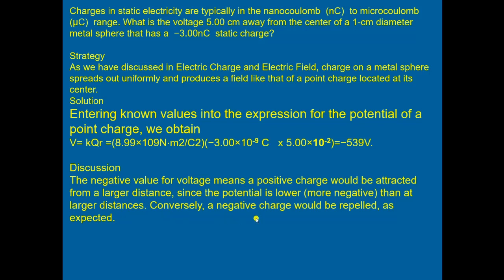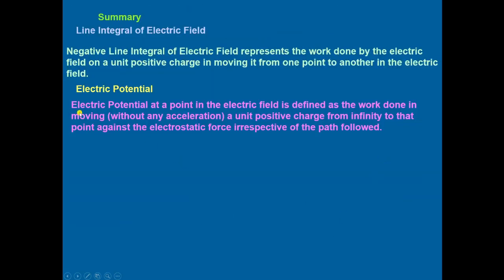Conversely, a negative charge would be repelled as expected. Now the summary of this lesson. The line integral of electric field: the negative line integral of electric field represents the work done by the electric field on a unit positive charge moving it from one point to another in the electric field. What is electric potential? Electric potential at a point in an electric field is defined as the work done in moving a unit positive charge from infinity to that point against the electrostatic force, irrespective of the path followed.